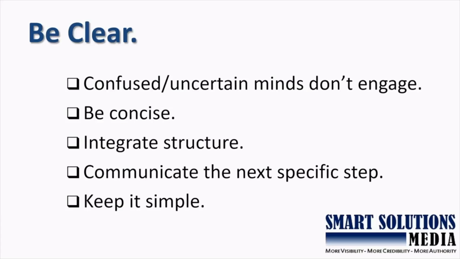Finally, be clear. Remember, we talked about how a confused mind doesn't take action. A confused or uncertain mind does not engage. So if you sense a level of confusion from the prospect, point that out and say, "I'm getting the sense that maybe something I said wasn't clear, or that there's some level of confusion or uncertainty around something I've talked about. Let's go through that." Don't let a prospect leave the meeting or move on to another point if you perceive that they're truly confused about something.